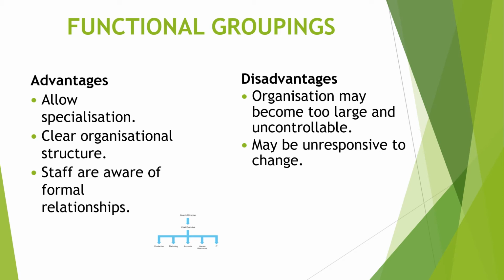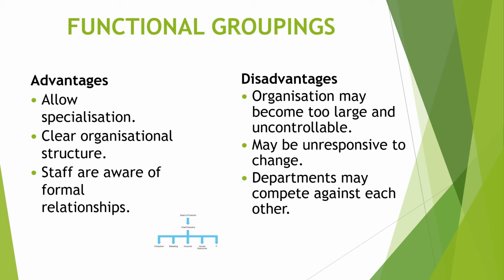And because they're so large and they're maybe kind of set in their ways a little bit, it could be that they become unresponsive to change, which can be difficult if you're trying to compete with other organisations in your industry. Another problem with functional groupings can be that the departments might compete against each other. For example, in school, us in the business and computing department might not be particularly happy if they see the English department getting more money or the maths department getting more equipment or whatever. And these things can happen in organisations where departments can compete against each other and the rivalry might not be very healthy.